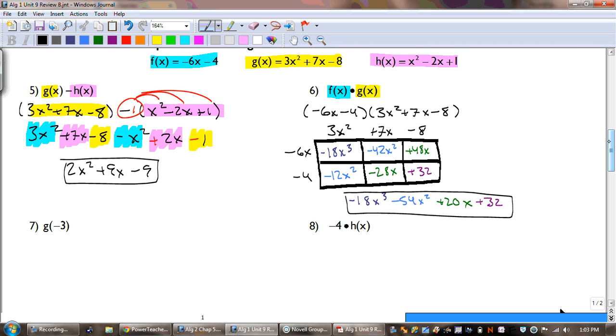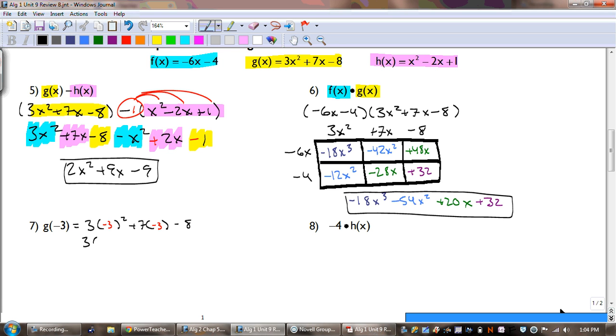All right, number 7. Now, we had a lot of questions on number 7 in class. So just remember, g of negative 3, that's what you're plugging in. Into the equation, we're plugging in that negative 3, okay? And whether you plug that all into your calculator at once or you show the work, I'm going to go through and show the work.